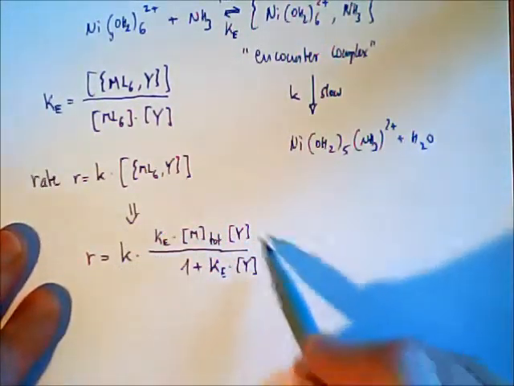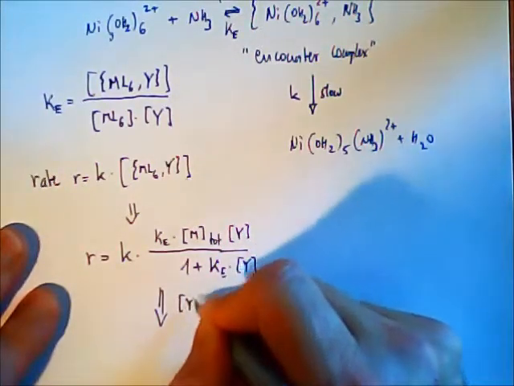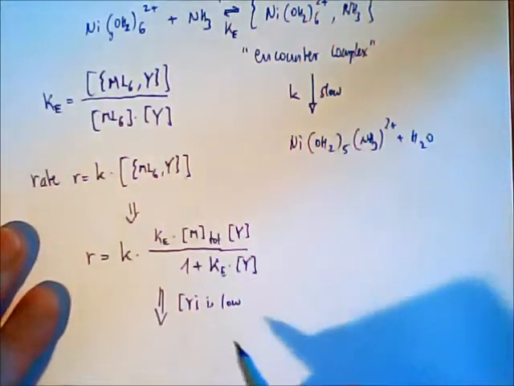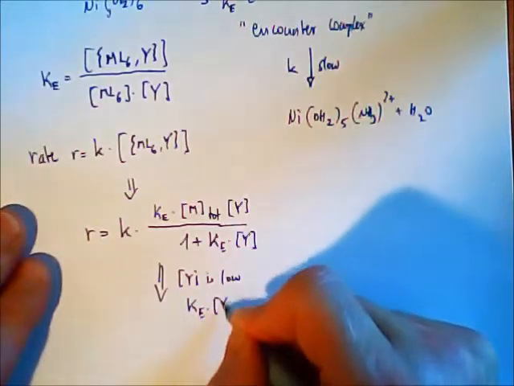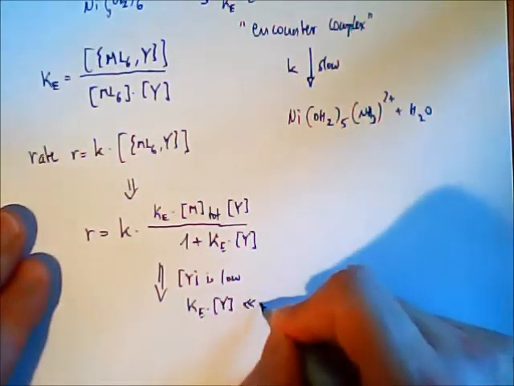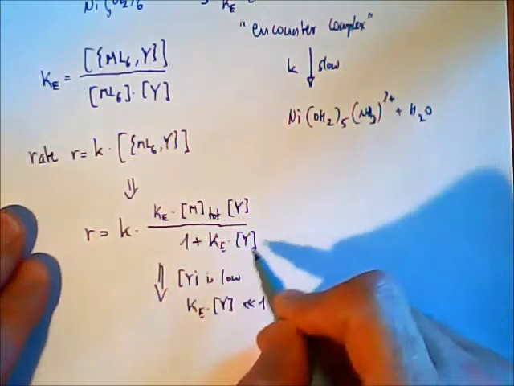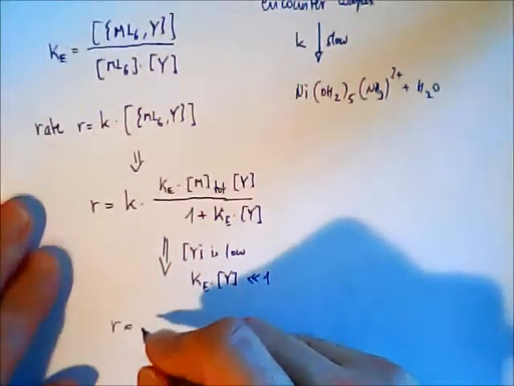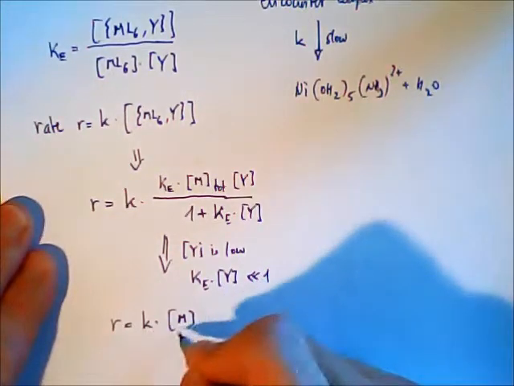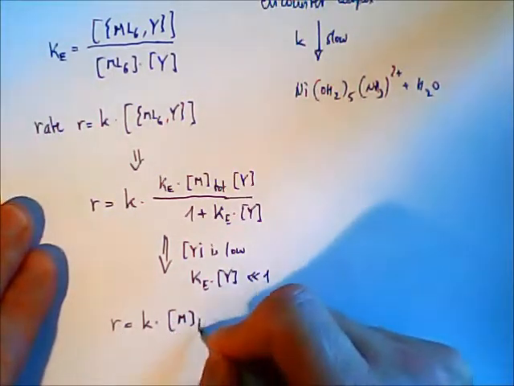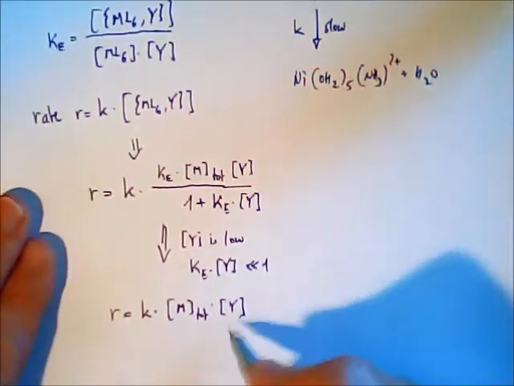So then we end up with this reaction equation, and in the case if the Y concentration is low, which is normally the case, then we can assume that this product Ka multiplied by the concentration of Y is much smaller than 1, and that means in this case we can omit the denominator. So this simplifies our equation. The reaction rate is the speed constant multiplied by the total concentration of metal compound multiplied by the total concentration of ligand.